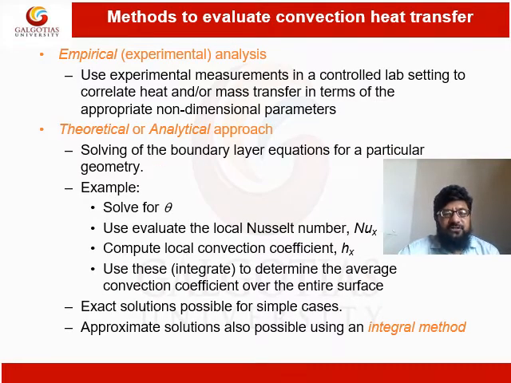The second approach is the theoretical or analytical approach. In this approach, we solve the boundary layer equations, fluid mechanics, for a particular geometry, and we solve it for theta. Theta denotes the temperature, and when we get the distribution of theta, we can calculate the local Nusselt number. This local Nusselt number can be used to calculate the local convection coefficient. And by integrating, we can calculate the average convective coefficient over the surface.